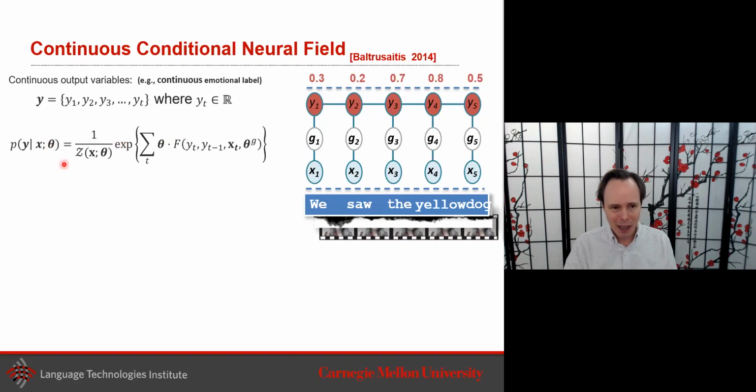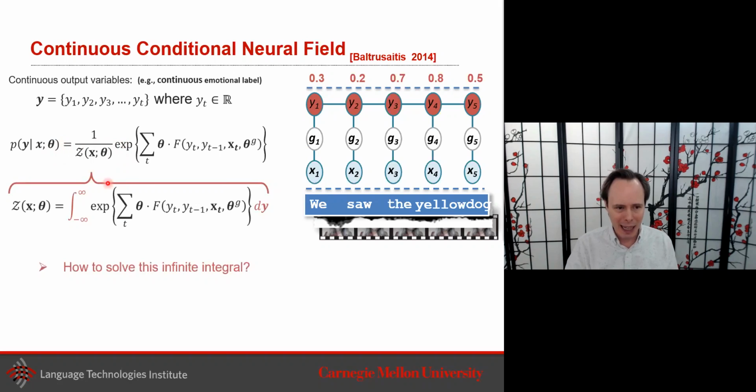The problem here is that, like a conditional random field, I need to divide by the partition function, sorry. And this partition function, in the case of a CRF, we had some little tricks to make it work because they were discrete states. But if it's continuous, you get that very infinite integral that you need to integrate over. That gets a little bit harder.